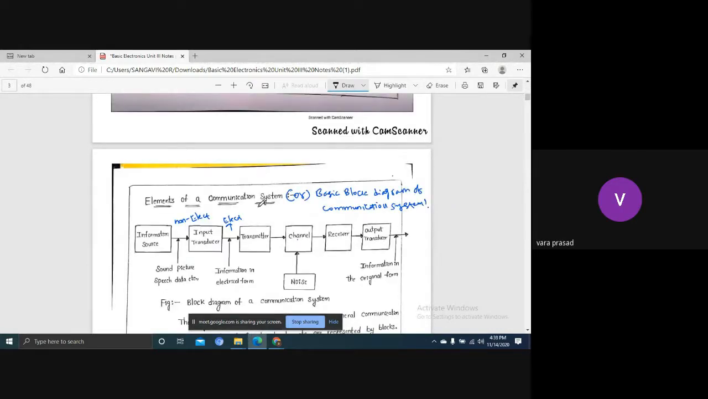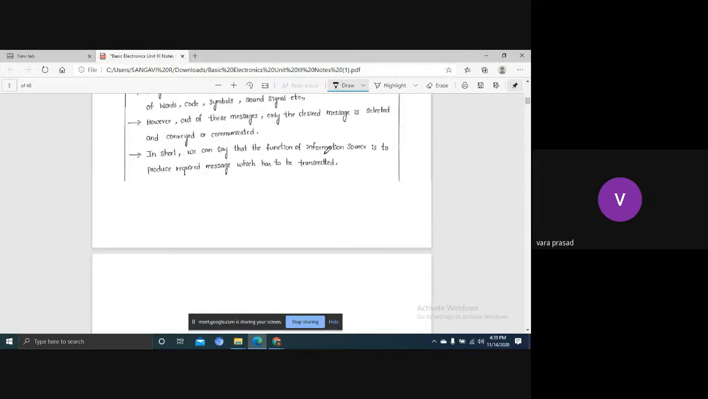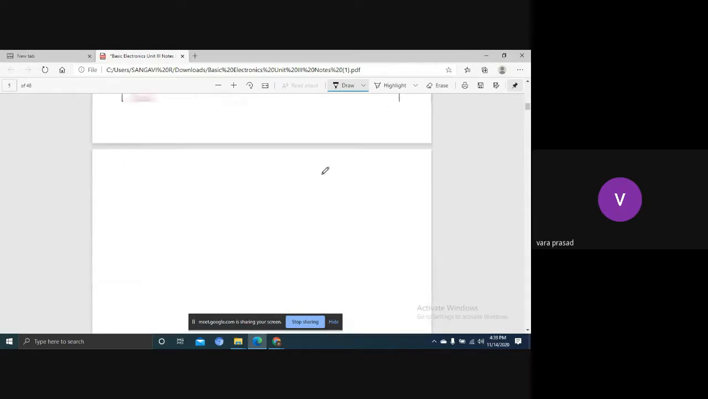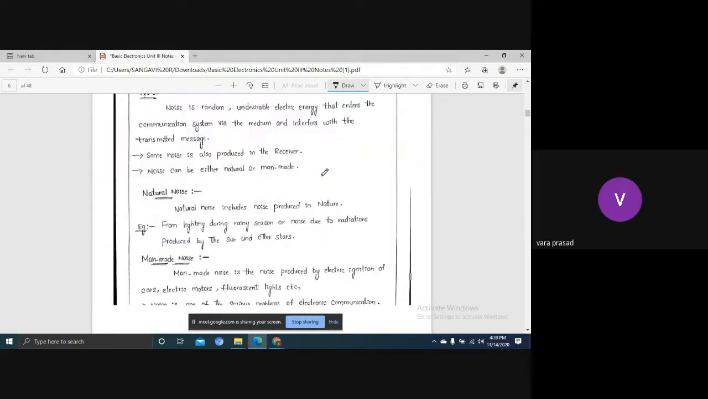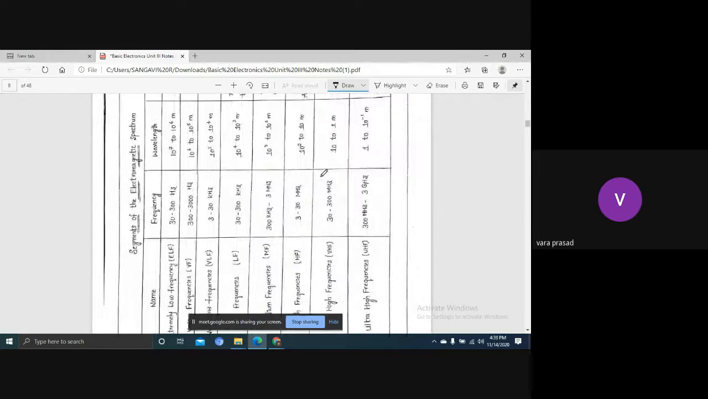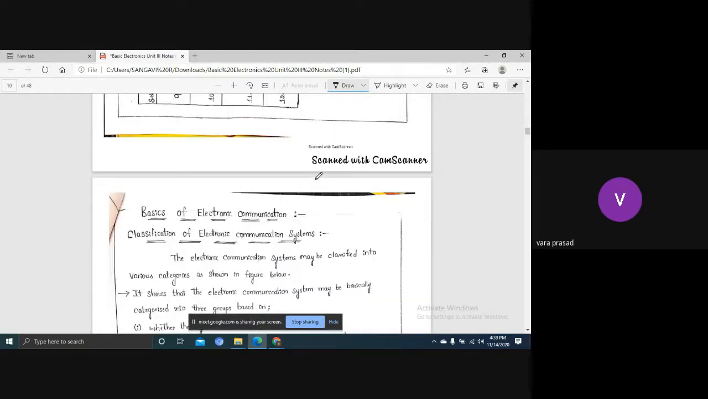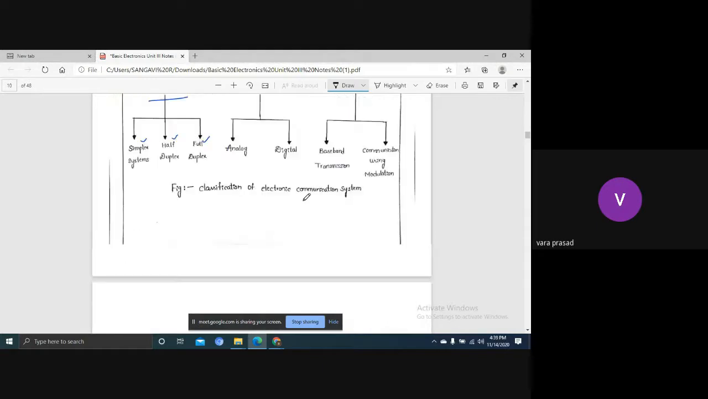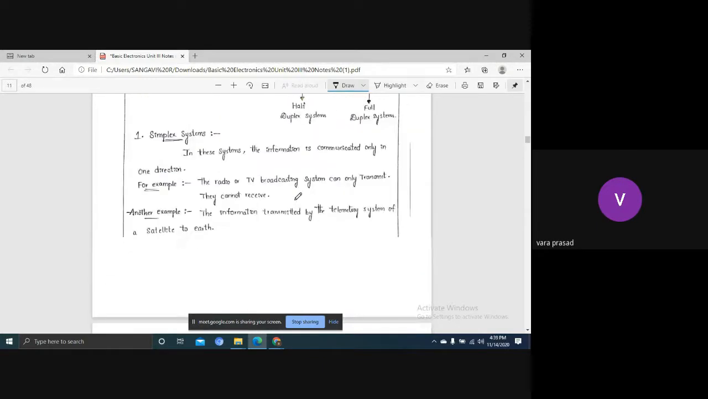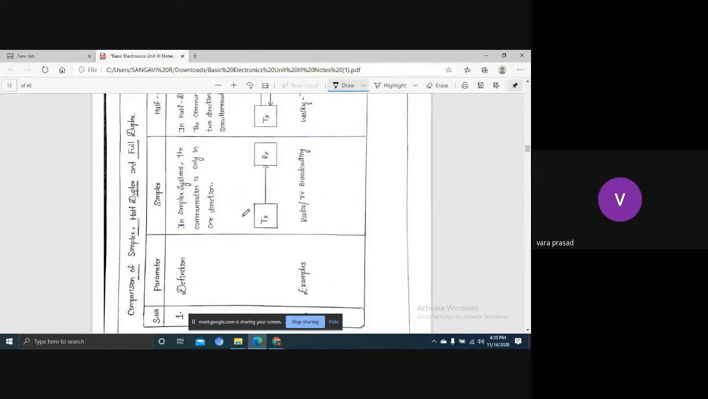See, this is one of the important topics: elements of a communication system, or the basic block diagram of a communication system. This is one. Okay. Second one is types of communication systems. Simplex, this one. Okay, this is a comparison. They will ask comparison also.